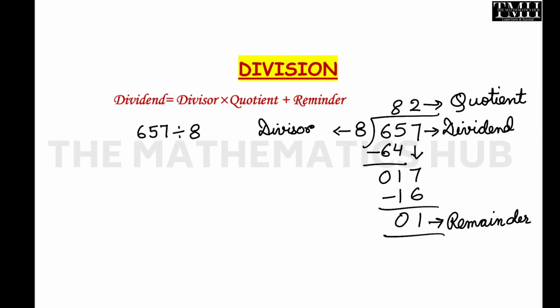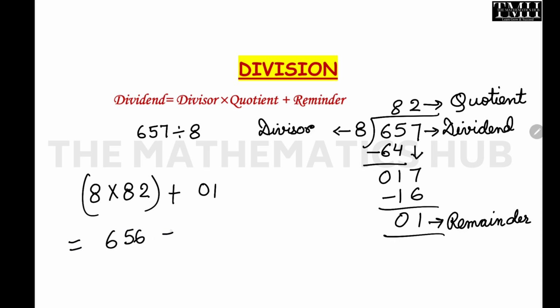Let's check together. So here divisor, that means 8, multiplied by quotient, that means 82, plus 1, that is the remainder. What will we get? We will get 656 plus 1, which is equal to 657, which is our dividend. So here you go. We got the correct answer. So here our calculation is perfect.